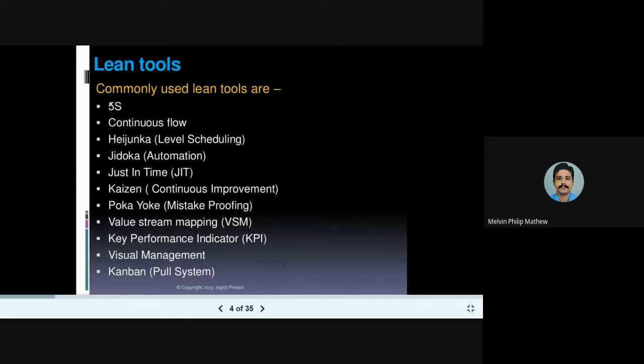So you can see there are about 11 types of tools. What is 5S, then continuous flow, level scheduling, Jidoka automation, just-in-time JIT. Just-in-time also comes under lean tools with sufficient changes. Then comes Kaizen, continuous improvement. Poka-yoke means mistake proofing. Value stream mapping, which we have already discussed. Then key performance indicator, visual management, and the last one Kanban, pull system. Okay, pull system also we have learned.